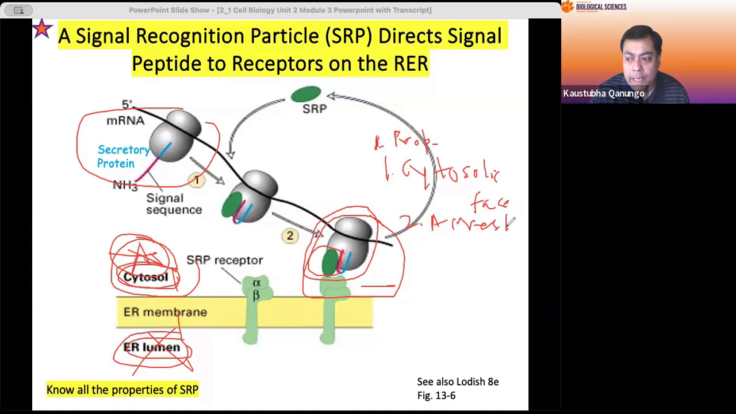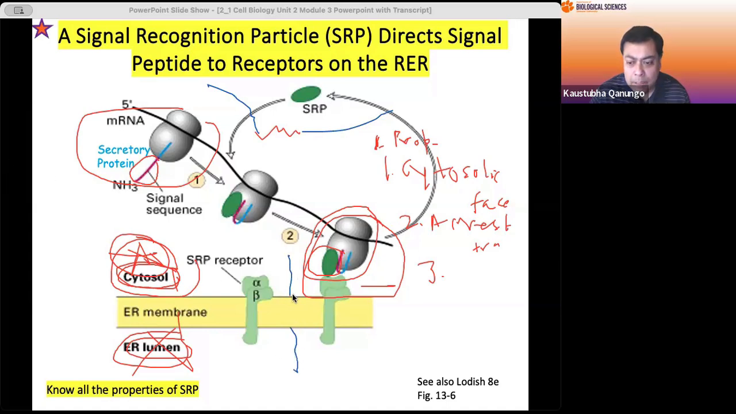Number two, it arrests translation. We already talked about that. And it binds to a terminal or internal hydrophobic sequence. Here it is a terminal, but we are going to see later that there could be a sequence in a protein where, if it is a membrane-bound protein, the sequence could be internal. Suppose this is a membrane protein. So you have a membrane protein like this. We are going to talk about that later.